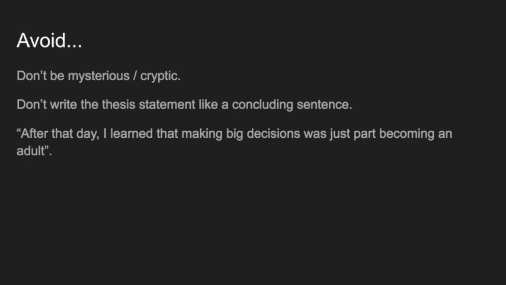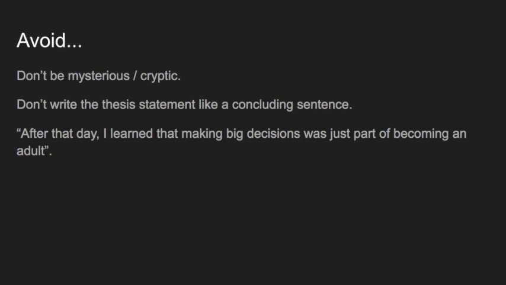Yeah, don't write the thesis statement like a concluding sentence. So, for example, after that day, I learned that making big decisions was just part of becoming an adult. So, this has detail in it, that's for sure, but it kind of sounds like it's wrapping up the idea. It sounds like it's finishing the idea. So, yeah, don't be mysterious and cryptic. You can be specific, but you're giving the overall point and the significance, or you're giving the inciting incident.